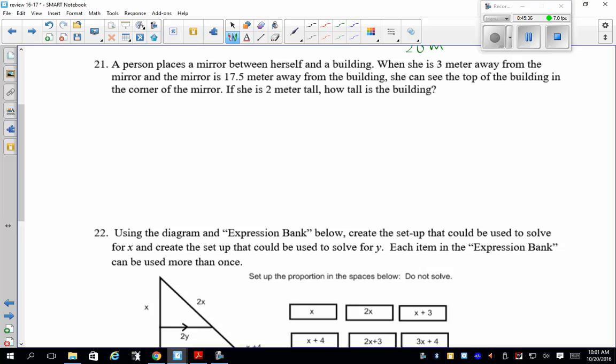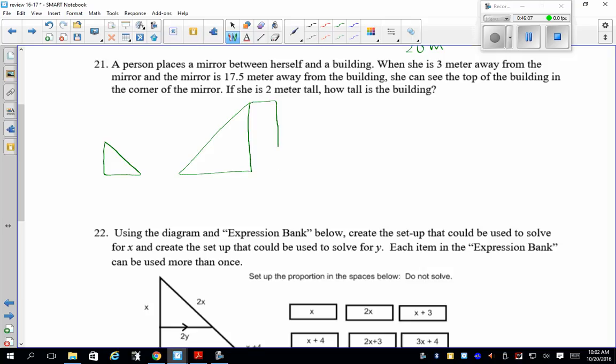A person places a mirror between herself and a building. When she is 3 meters away from the mirror, it is 17.5 meters away from the building. She can see the top of the building in the corner of the mirror. If she is 2 meters tall, how tall is the building? So I have a person here, and I have a building, and there's a mirror between them. So that kind of means they're facing each other.